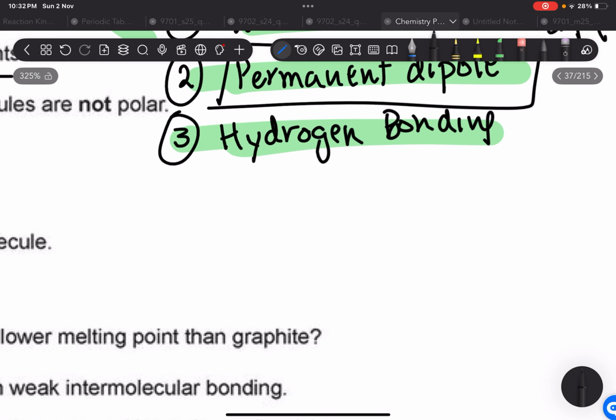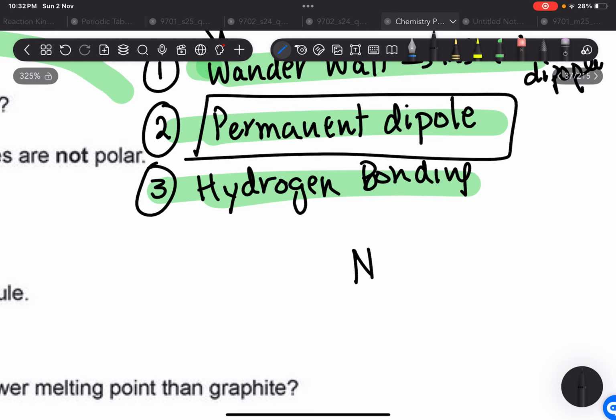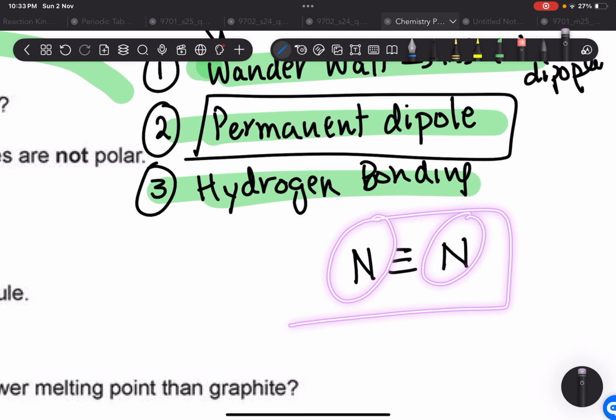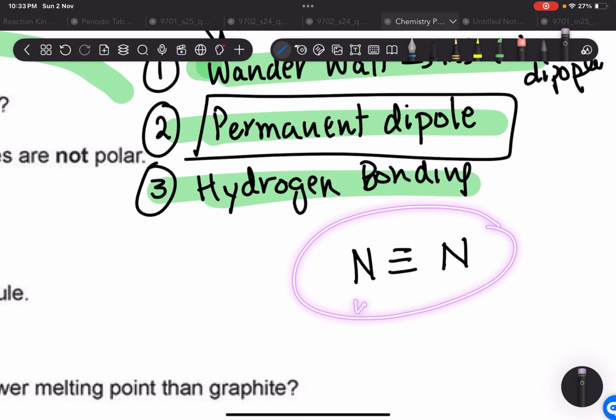Now we know that nitrogen is triple bonded to nitrogen. Is there any dipole? No. Whenever two similar atoms are bonded to each other, there is no dipole. So there is no dipole here. This is completely neutral, without any kind of electrons being pulled here or here. There's nothing.